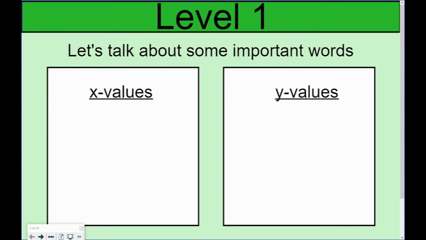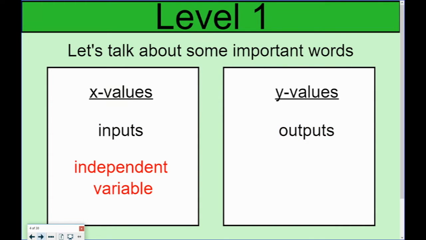Let's talk about some important words that we've been discussing this year and last year. First, let's talk about a word that stands for our x values. One word is inputs. So the opposite of that for our y values would be outputs. Let's go back to x values again. One thing that we've talked about is we've called it an independent variable. So the y value would be the opposite of that, which is dependent variable.